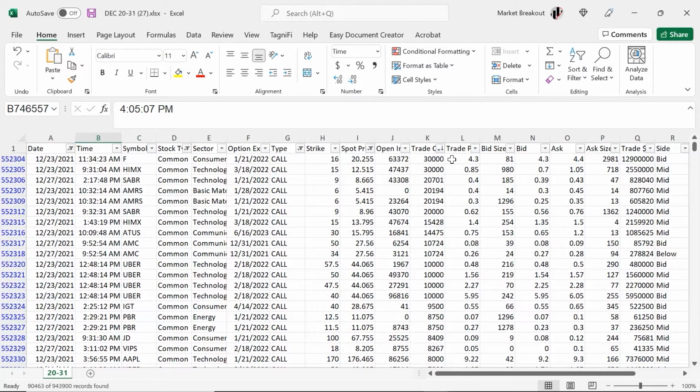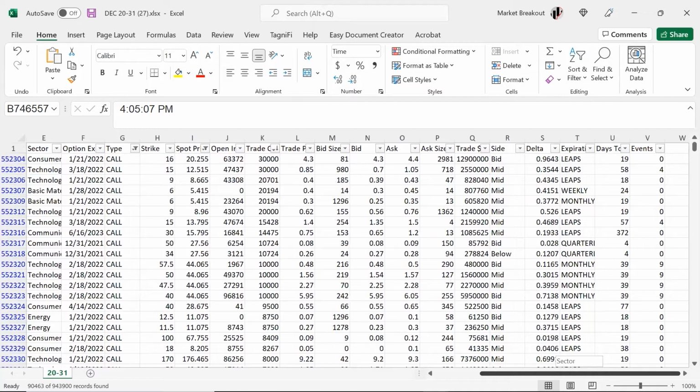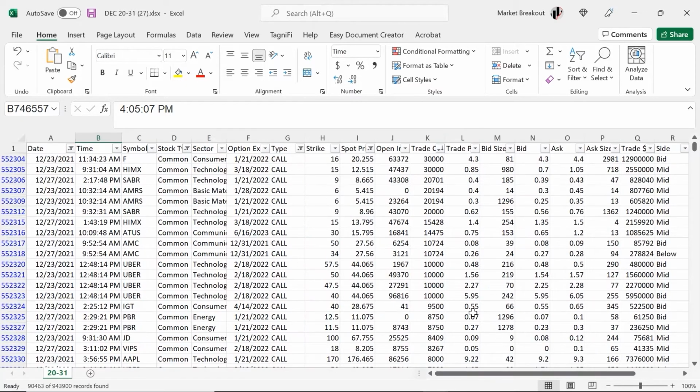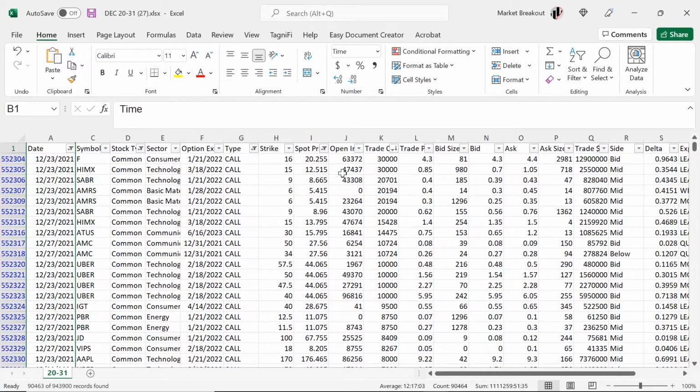Then we see a fourth. This is like January 2023, 30,000 trade quality. And what kind of delta? This is delta 0.96. Okay, that needs this time.